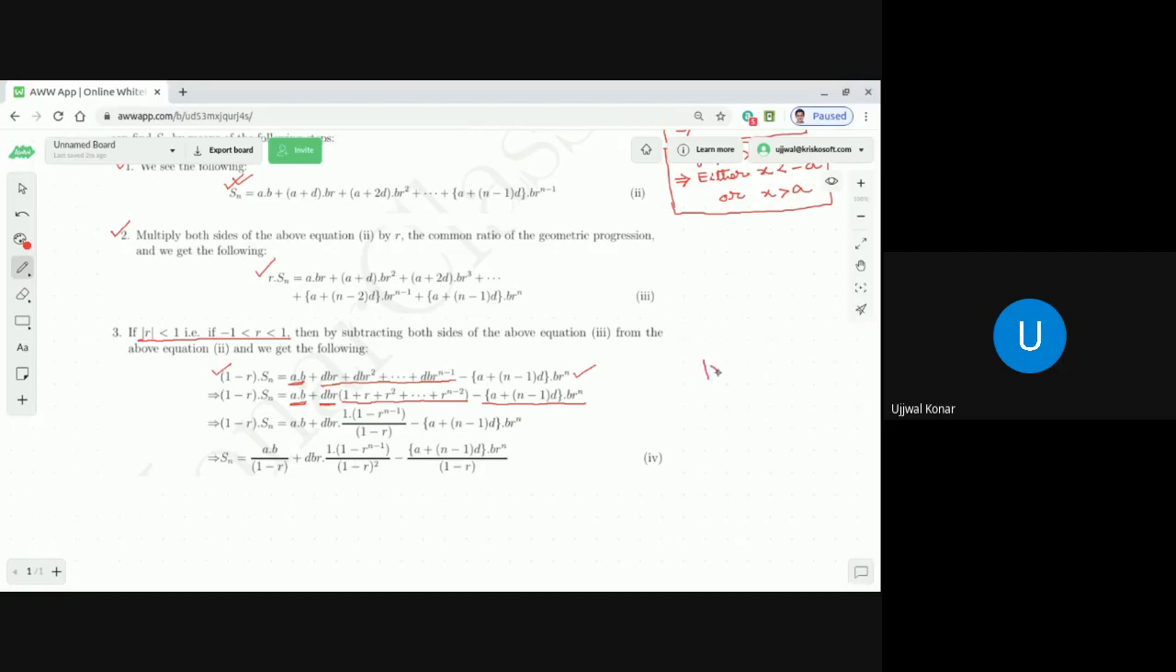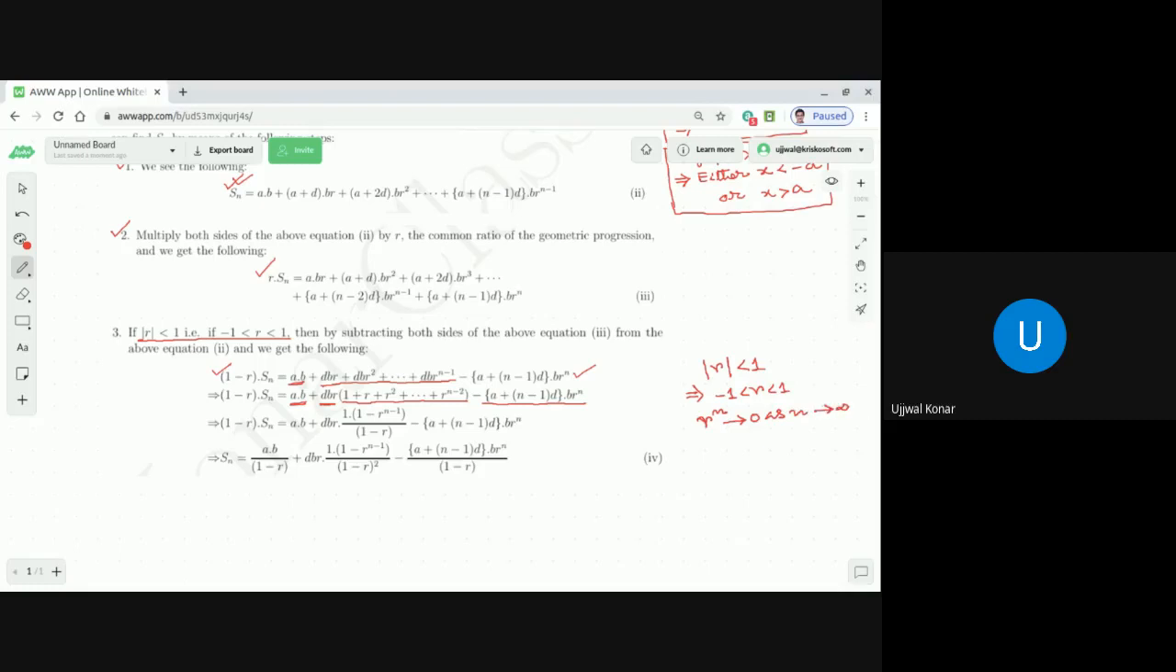When mod of r is less than 1, that means minus 1 less than r less than plus 1, correct or not? We'll discuss all these things in detail when we discuss a topic called linear inequalities. Now, whenever you get this kind of situation, where the value of r is between -1 and +1, then r to the power n tends to 0 as n tends to infinity. I explained this earlier.